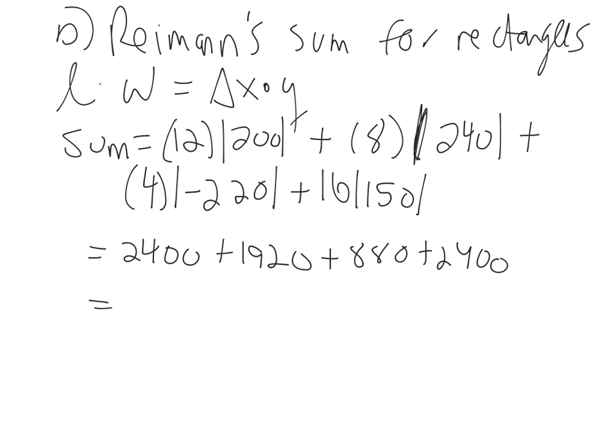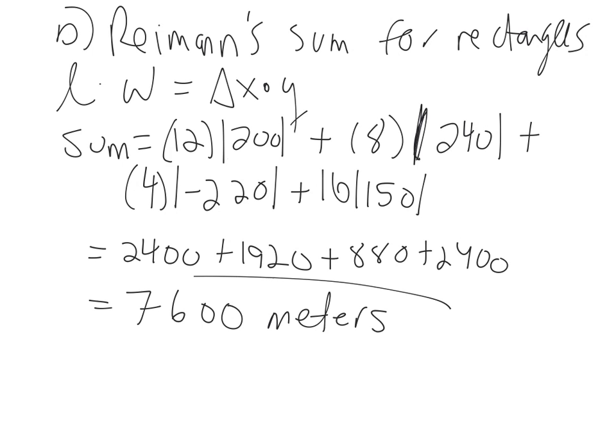And if you add these all together, you get meters. This is what you get. So that is part B. So that's the approximation of the total distance.